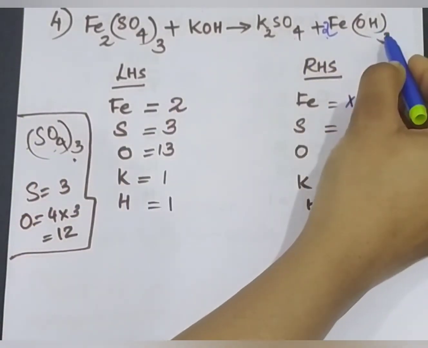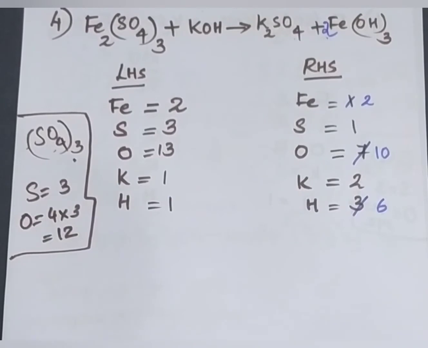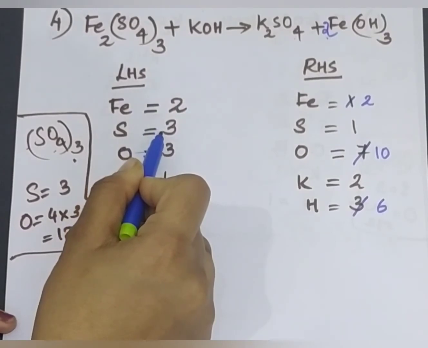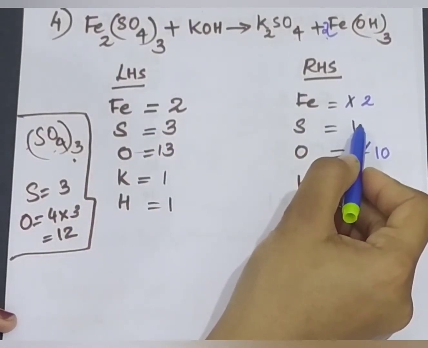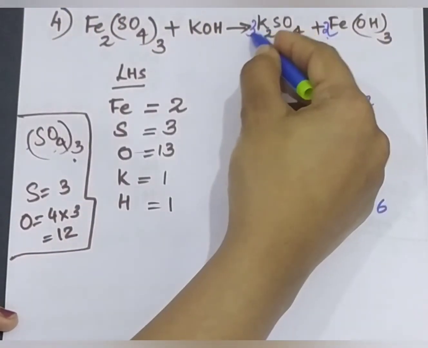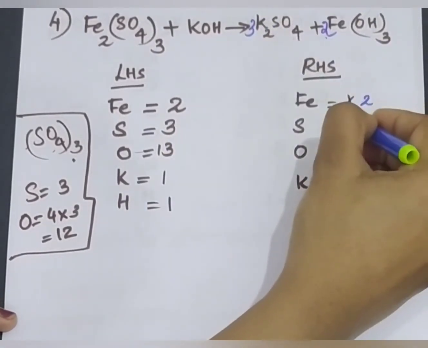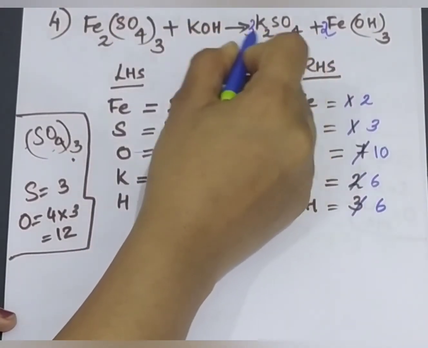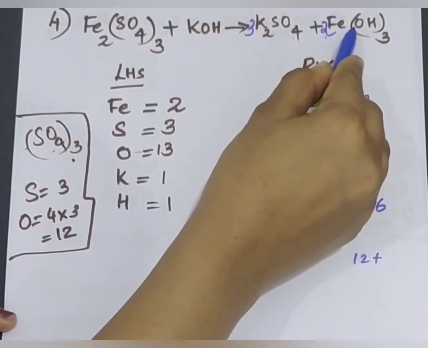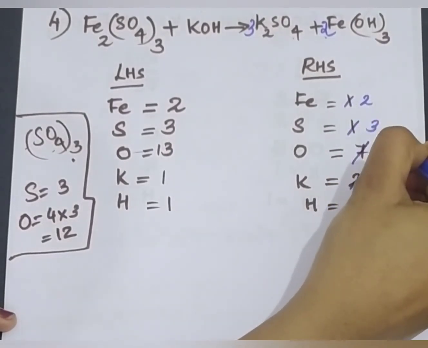Hydrogen needs to be balanced. 3 2s are 6. Now we move on to the left hand side. Iron is balanced. Sulfur needs to be balanced, right? Sulfur is 3 there. Here it is 1. So we can put 3 there in RHS. If you put 3 over there, potassium changes, 3 into 2 becomes 6. Sulfur becomes 3. Oxygen becomes 4 3s are 12 plus 3 2s are 6. So 12 plus 6, you will get 18. So we can write 18 there.